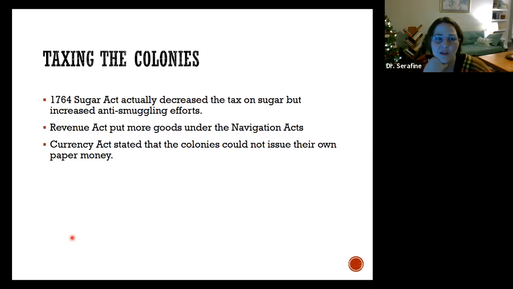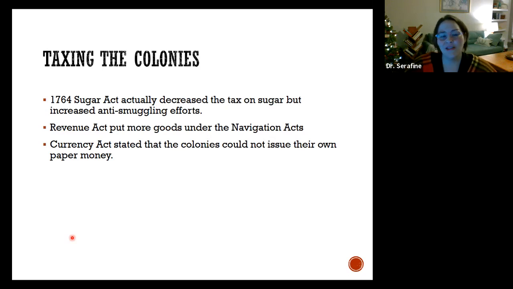It starts in 1764 with the Sugar Act. The Sugar Act actually lowered the tax on sugar, but colonists had just been smuggling on the black market during salutary neglect, when England wasn't paying attention. So they were already paying much lower prices. The fact that the tax dropped, they didn't really care about, because the Sugar Act also increased anti-smuggling efforts. So the tax was actually lowered, but England says, we're going to crack down on smuggling. That's what the colonists are unhappy about. They're like, no, smuggling is one of our favorite things. Seriously, the colonists love smuggling.